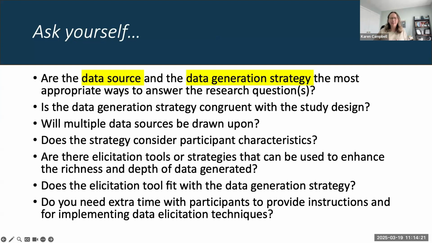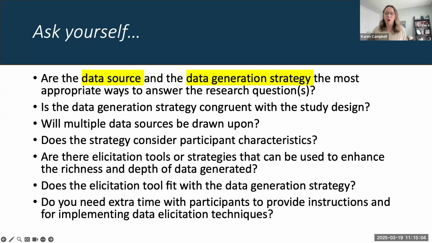So just to go back to this slide, a few other things that you want to think about. Is the data generation strategy congruent with the study design? In some studies, it may be less likely that you want to do something like observation, or less likely that you want to look at documents. And other study designs, like a narrative method, are much more likely to look at journals or having somebody journal for you. So think about the style and the congruency. And if you were at my first webinar, you know that I'm really big on making sure that the decisions you're making are congruent with your design, so that everything lines up.